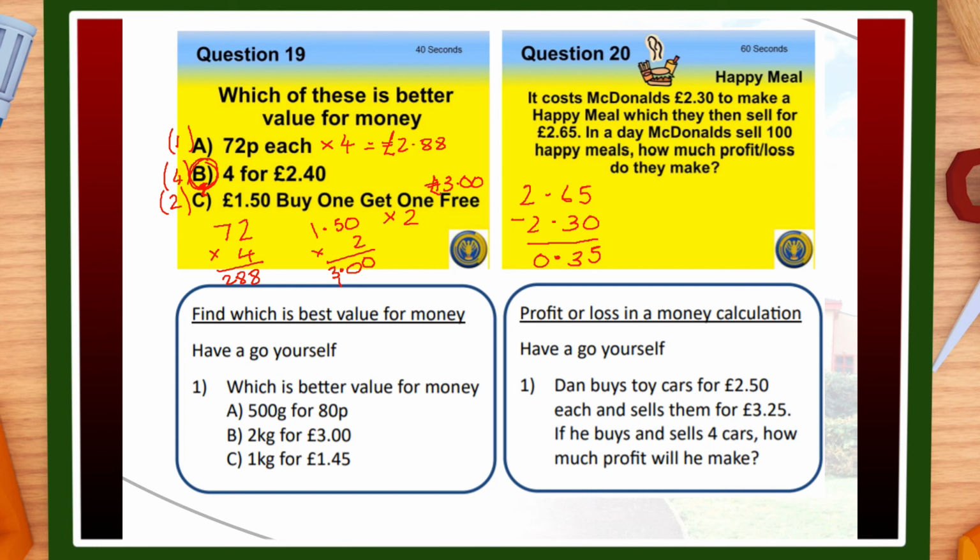Then the second part of the question says, in a day, McDonald's sell 100 Happy Meals. How much profit or loss do they make? So every Happy Meal is making me 35p profit, but I'm selling 100 of them. And this goes back to multiplying decimals by 10, 100, 1000. And our shortcut we said then, if we multiply by 100, is to move the decimal place 2 places to the right, which would move it right to the end of this number, giving me a final answer of £35.